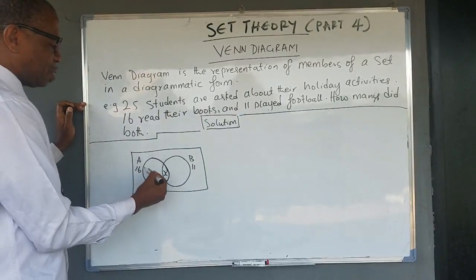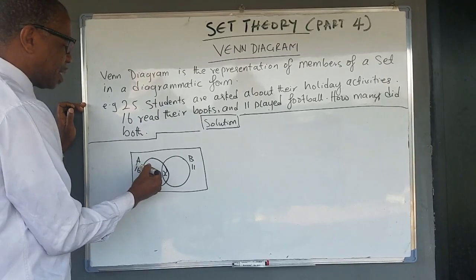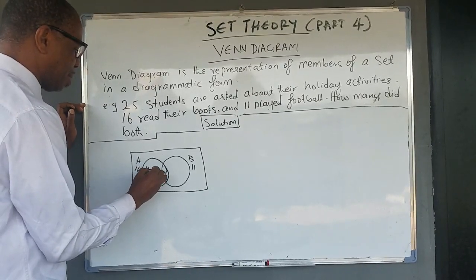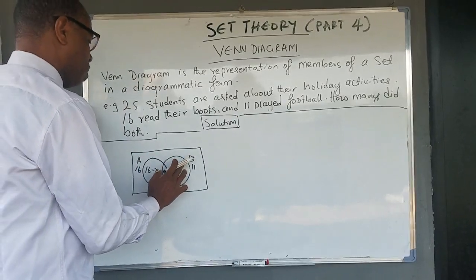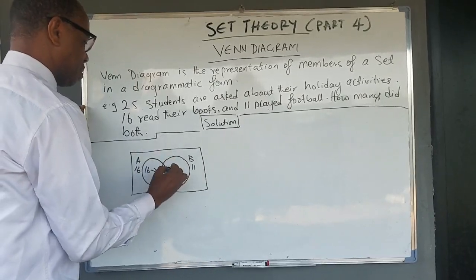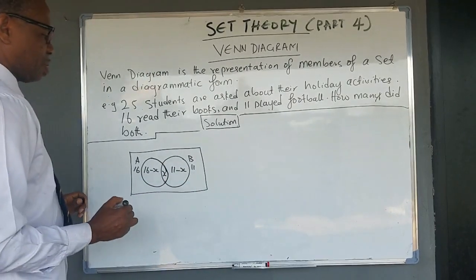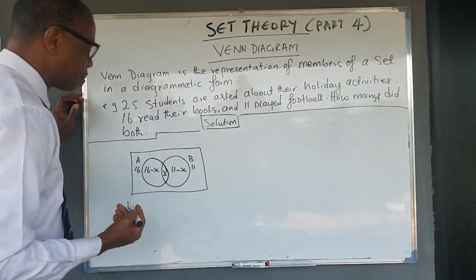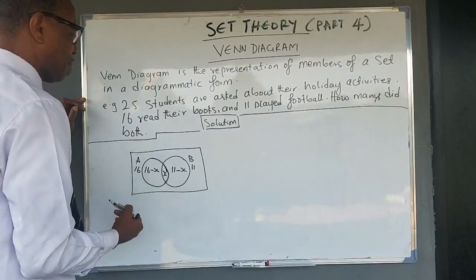Then this side now, those that did only reading their book and did not play football, I will now call them 16 minus X. Those that did only playing football and did not read their book, I will call them 11 minus X. Now, those that did neither of them is actually 0 because it was not specified here. So with this Venn diagram, I can now find out what is the value of X.